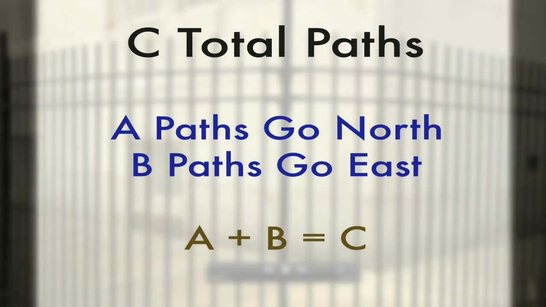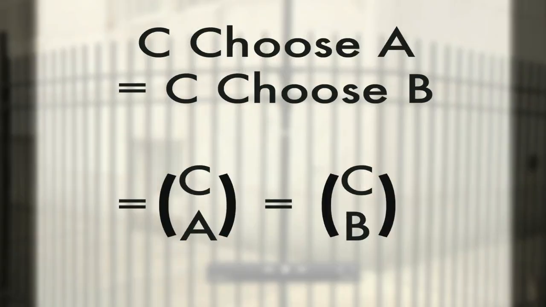I'm so glad you asked. There is in fact a shortcut. In each node, you're walking a total of C blocks, and then choosing to go north A times while choosing to go east B times, where A plus B equals C. So the equation to get the number of possible paths is C choose A, which equals C choose B, which equals C factorial divided by the product of A factorial and B factorial.